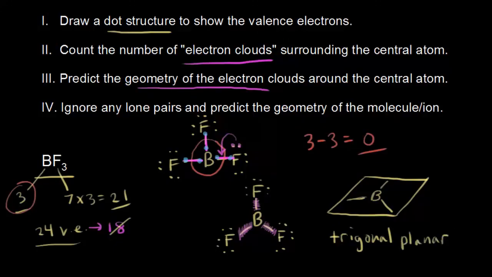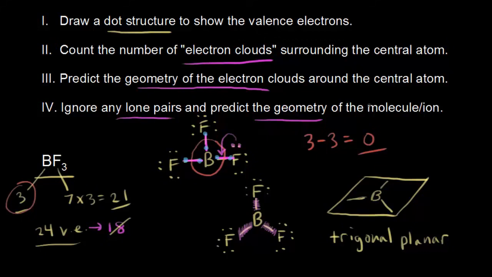And since we don't have any lone pairs of electrons to worry about on our central atom, we can go ahead and predict the geometry of the molecule as being the same here as the geometry of the electron cloud. So the molecule has a trigonal planar shape as well.